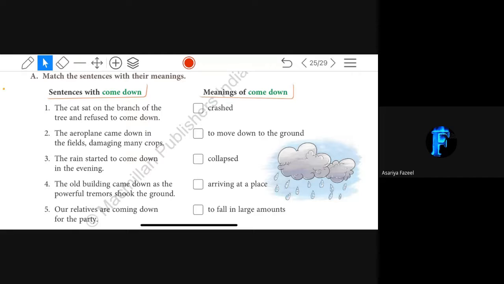Sir, to fall in a large amount. So the cat will fall down from the branch of the tree in large amounts? Try to guess the correct meaning. The cat refused to come down. No, sir, down to the ground, sir. What? The second one. To move down to the ground. And all others are sleeping or what?